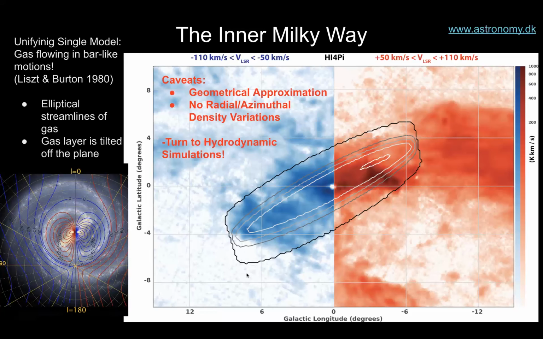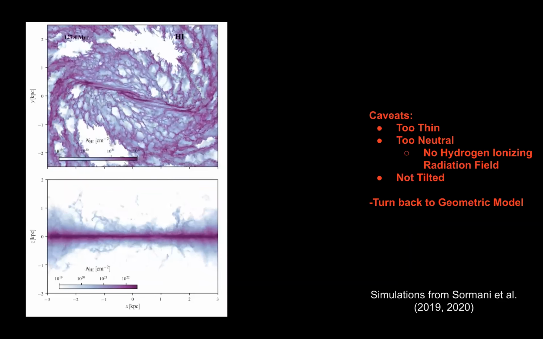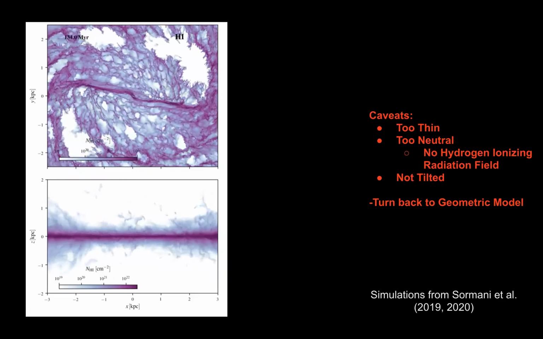Some downsides of using this old geometric approximation is that it doesn't have any type of radial or azimuthal density variations. So what we can do is turn instead to hydrodynamic simulations to better understand what gas is doing in a bar potential and try and figure out what this tilted structure really is in our galaxy. This is an animation from Mattia Sormani and his collaborators in Heidelberg, looking at gas flowing in a static bar potential. It does a really nice job of capturing the kinematics of gas in the CMZ and gas flowing along the bar in general.